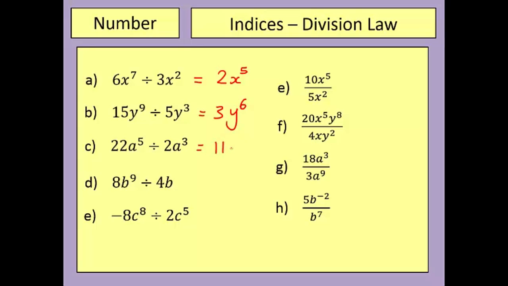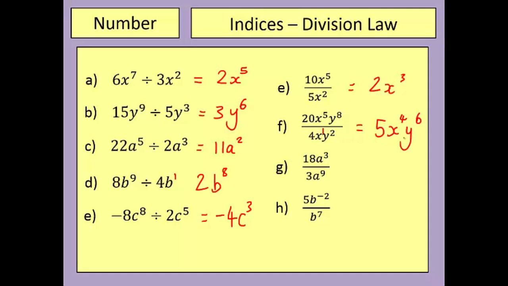And then we have 11a squared, and then 2b to the 8, remembering that b here is just b to the power 1. This one's slightly different because we have a negative sign at the front. That just means we end up with a negative in our answer, but it comes out as 4c to the power 3. And this one here we have 2, because 10 divided by 5 is 2, x cubed. And this one here 5, x to the 4, again remembering there's a power 1 here that we haven't written, y to the power 6.